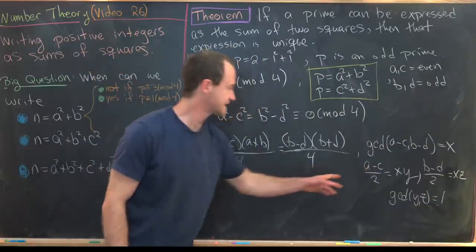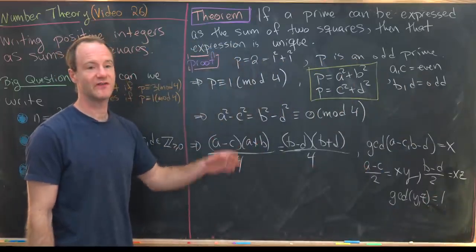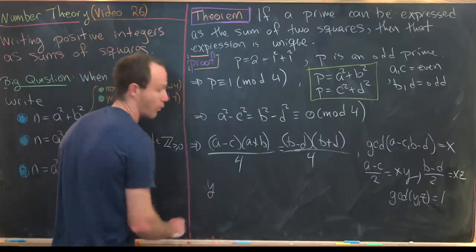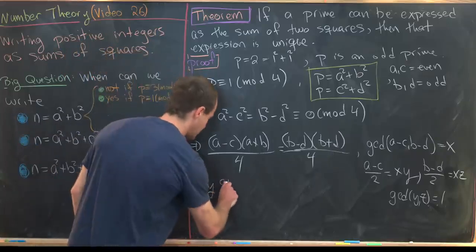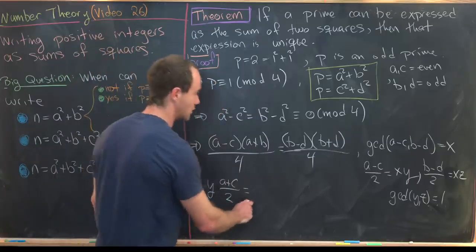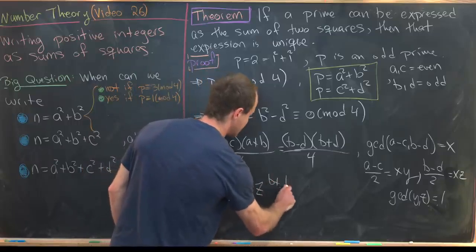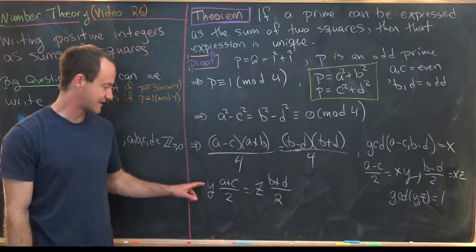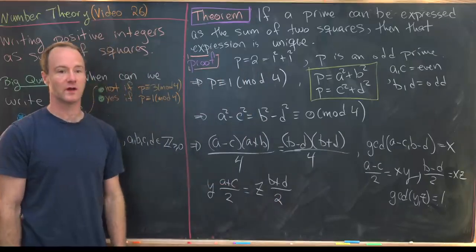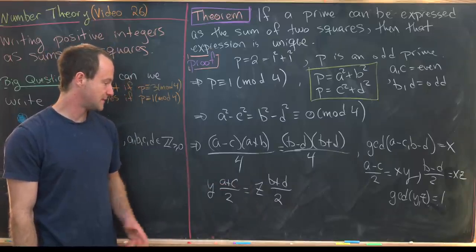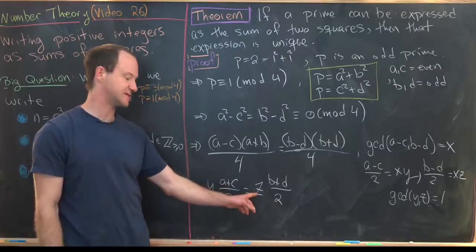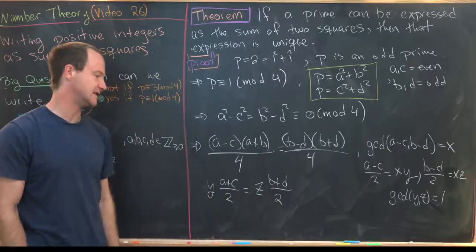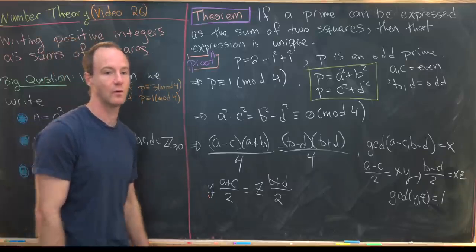But now plugging this expression up here, we'll see that we have x on both sides of the equation, which we can cancel, leaving us with y times a plus c over 2 equals z times b plus d over 2. Okay. Then given the fact that y and z are relatively prime, that means a plus c over 2 must be a multiple of z, and b plus d over 2 must be a multiple of y.